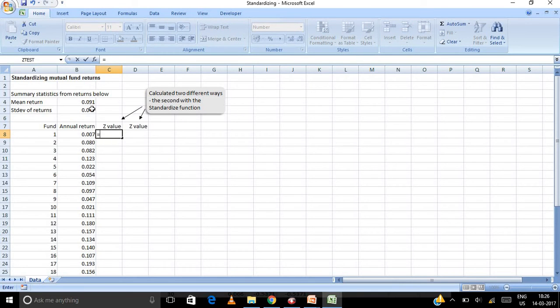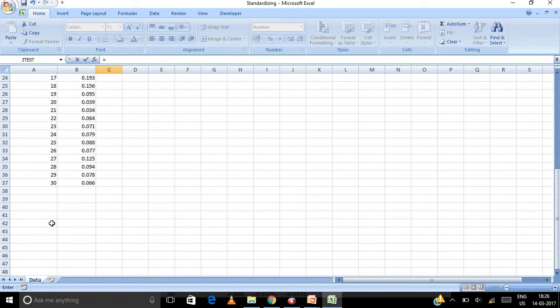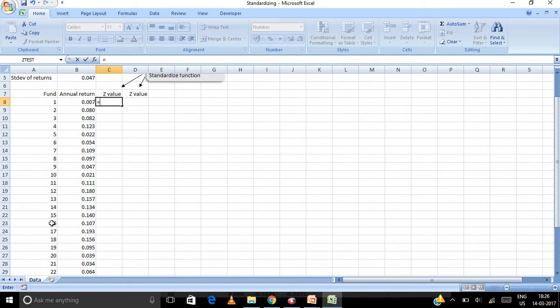First of all, let me explain what this data is all about. We are standardizing the mutual fund returns. I have a set of almost 30 mutual funds, and their annual returns are given over here. Let me zoom this for you.